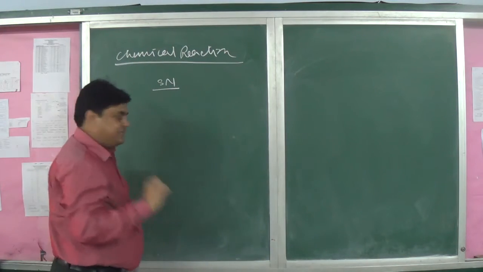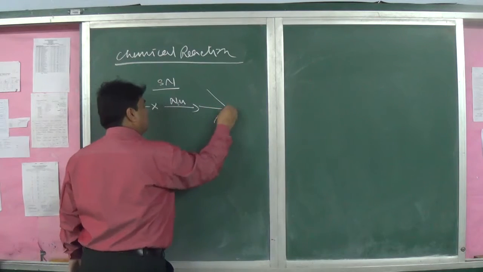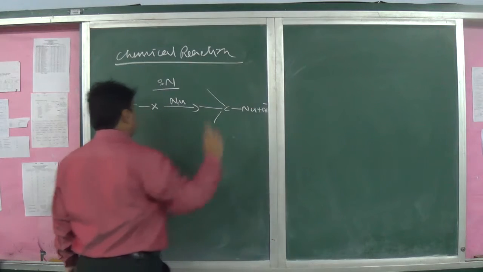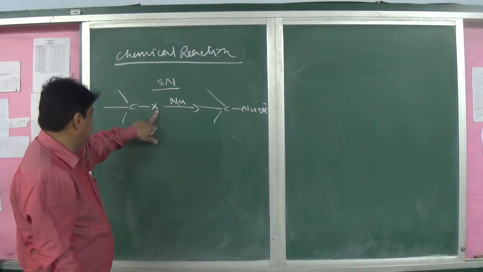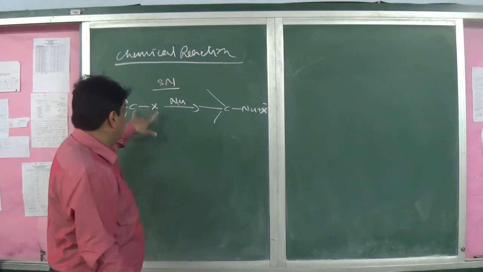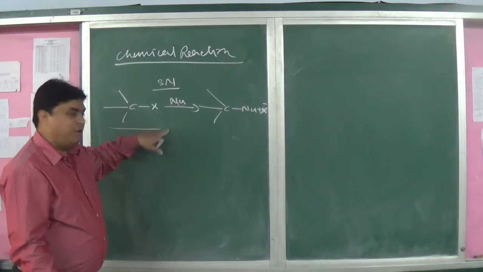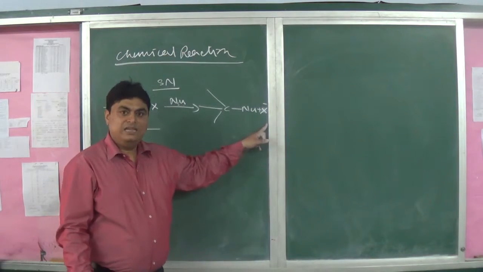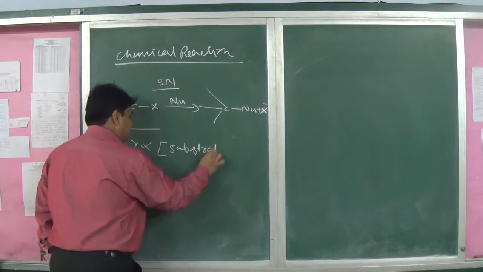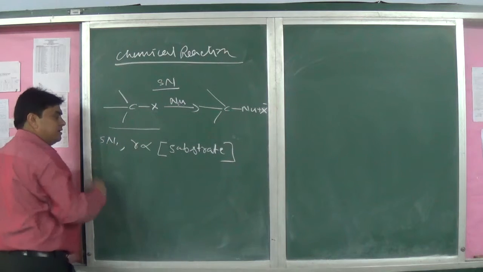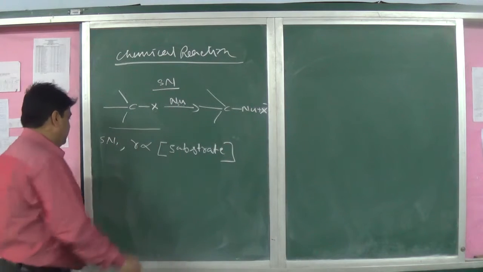In a nucleophilic substitution reaction, let us take an example. Nucleophile X negative is substituted by another nucleophile, and this is an SN type of reaction. This one is known as the substrate. This one is the incoming nucleophile. This one is the outgoing nucleophile, the leaving group. Now, if the rate of the reaction is proportional to the concentration of substrate only, then we say this is an SN1 type of reaction. The rate does not depend on the concentration of this nucleophile.